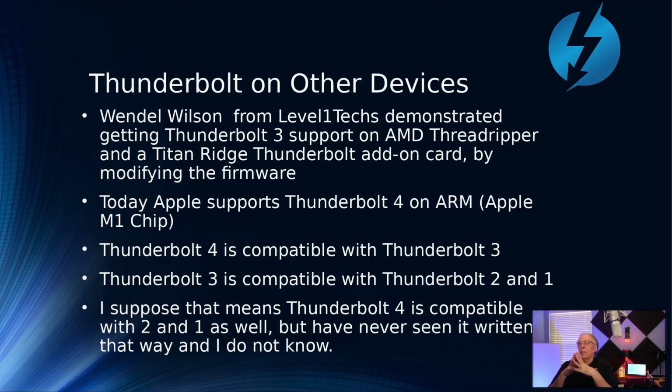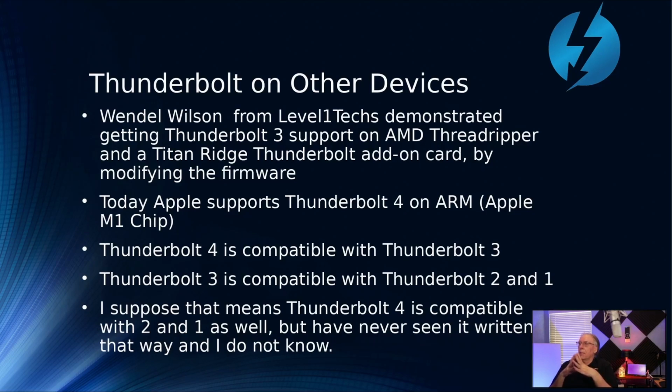Wendell Wilson over at Level 1 Tech demonstrated getting Thunderbolt 3 support on AMD Threadripper. I remember that video well, using a Titan Ridge Thunderbolt add-on card. He did it by modifying the firmware. Basically, he was proving that this hasn't got anything to do with hardware. This is just firmware getting in the way of preventing us from getting this to work on AMD. We also have support that Apple now has added to Thunderbolt for their ARM-based M1 chips, so we know that Thunderbolt will run over there as well. Currently that's Thunderbolt 4 on the M1 side of things.